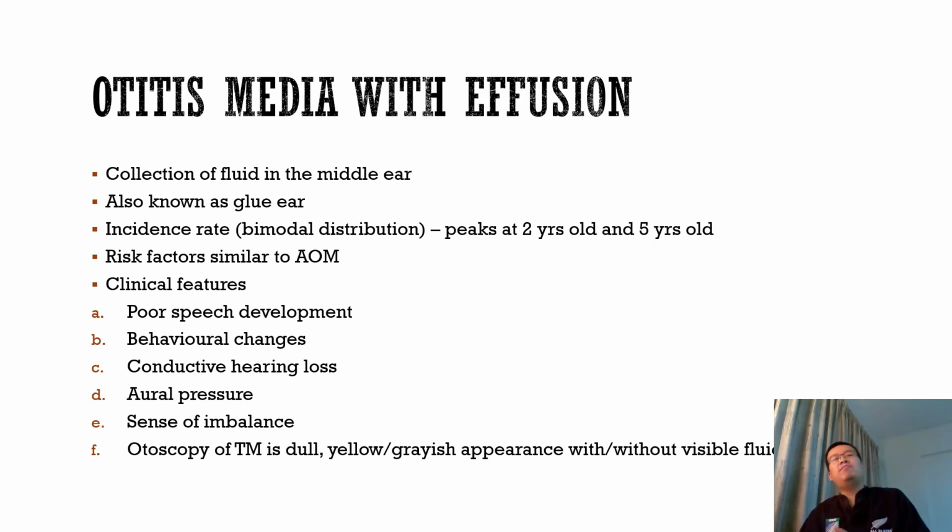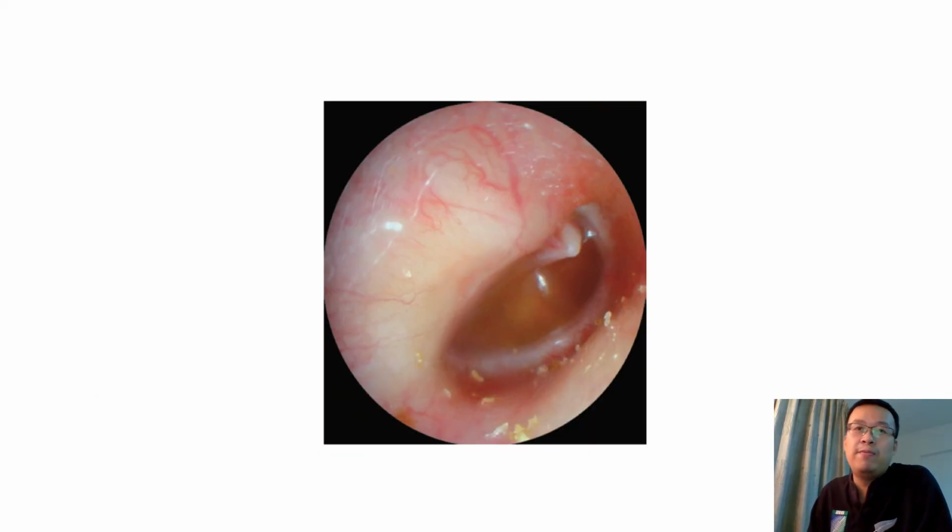Let's move on to otitis media with effusion. So that's collection of fluid in the middle ear. It's not an infection, okay? There's just fluid in the middle ear. Also known as glue ear. There's a bimodal distribution, with peak years between 2 years old and 5 years old. Risk factors are similar to acute otitis media. Now, clinical features: there will be poor speech development because of the conductive hearing loss, okay? Behavior changes. And on otoscopy, you will see a yellowish, grayish, dull appearance with or without visible fluid level. Look at this. This is yellowish, actually. And there's no fluid level because the whole thing is actually filled with fluid.